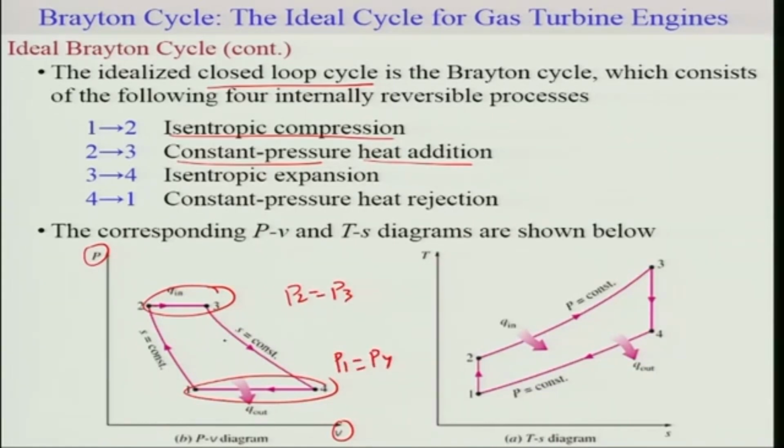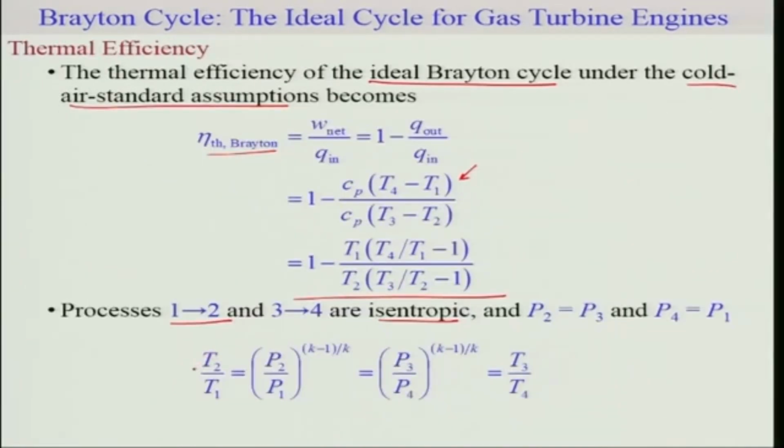This particular process of expansion and compression is isentropic. So, making use of this expression, the ratio T2 by T1 is P2 by P1 to the power (K minus 1) by K, and of course K is nothing but Cp by Cv. Considering that the pressures are constant for the cases of 2 to 3 and 4 to 1, that means the heat addition and heat rejection processes, you can rewrite this expression.